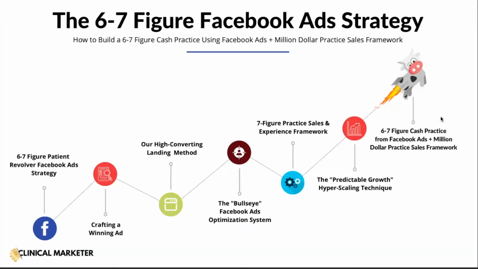All right, so now I'm going to walk you through our entire 6 to 7 figure process that we use: crafting winning ads, our high converting landing page method, our bullseye Facebook ad optimization system, our 7-figure patient experience framework, and the predictable hyper growth, hyper scaling technique. All of this really makes up our 6 to 7 figure cash practice Facebook ad framework. All this comes together to create a massively successful practice, and it's what we used to scale my partner's practice to over 7 figures a year in his cash practice. So that's what we're going to walk through today, our patient attraction Facebook advertising strategy.